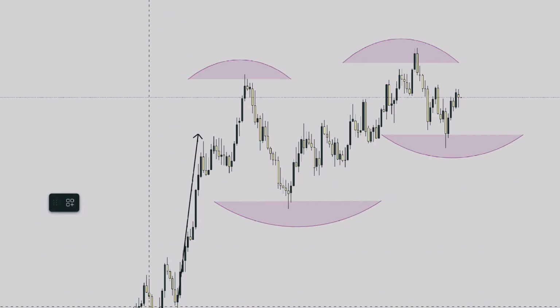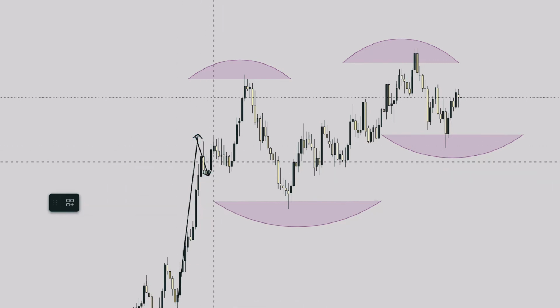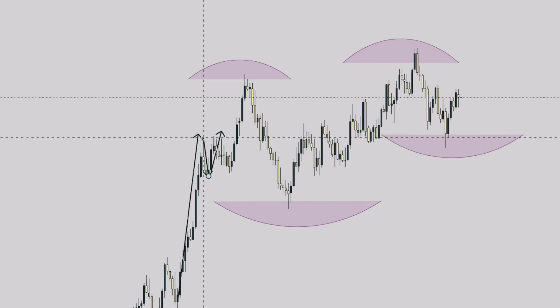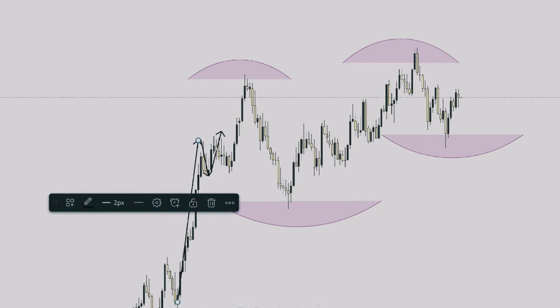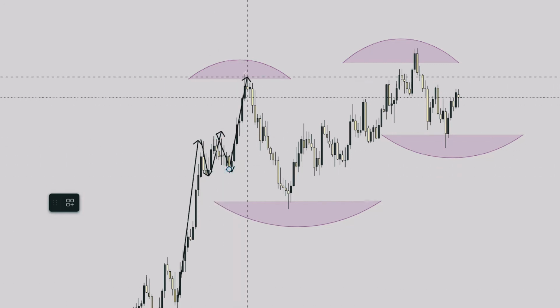So just a minor pullback, made a little higher high, just a minor one, another little pullback before breaking up to the upside again.